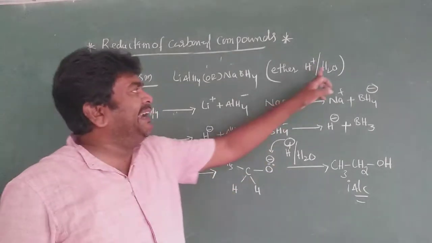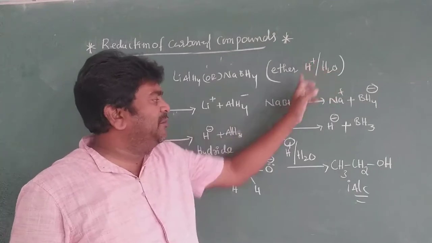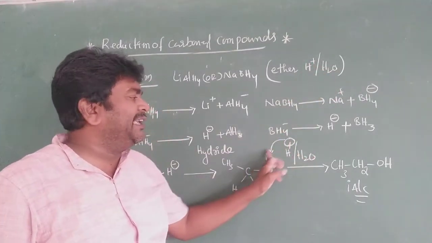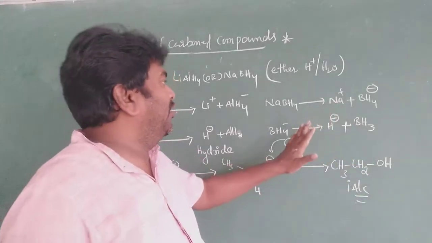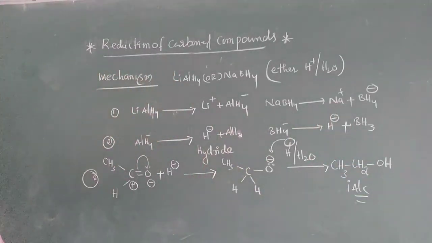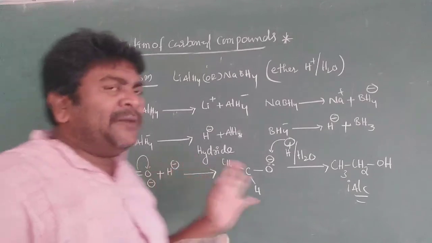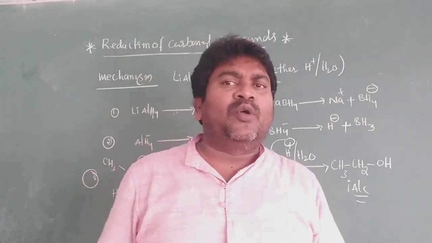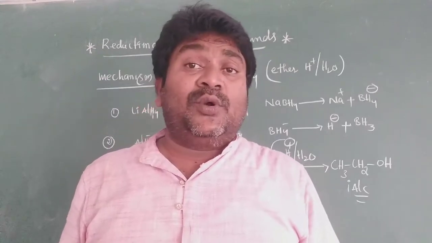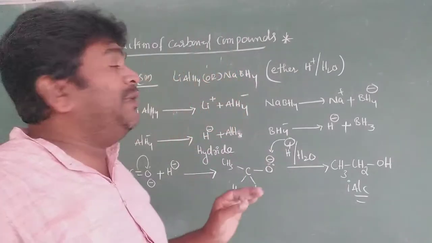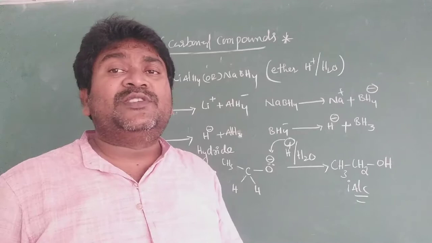Next, on hydrolysis in acidic medium, this H plus attacks here and you will get alcohol, a primary alcohol. Now you have to verify here. Lithium aluminum hydride and sodium borohydride are good reducing agents. Lithium aluminum hydride is the better reducing agent.